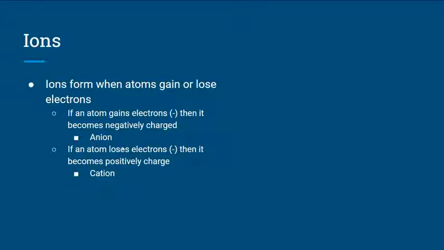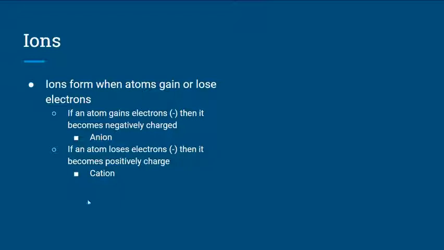There's 2 terms that are associated with this. So any ion that is negatively charged, we refer to it as an anion. And that has to do with, like in a battery, your negative end of your terminal is called the anode, so anion. And then the opposite of that, the positive terminal, is referred to as the cathode, and so we call that a cation.